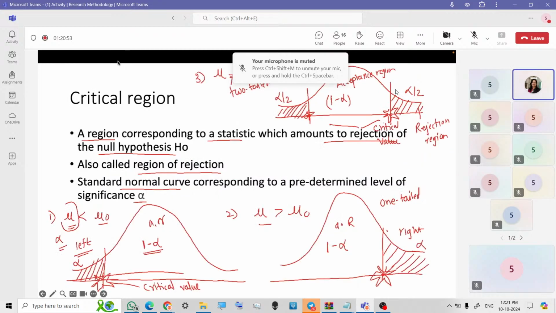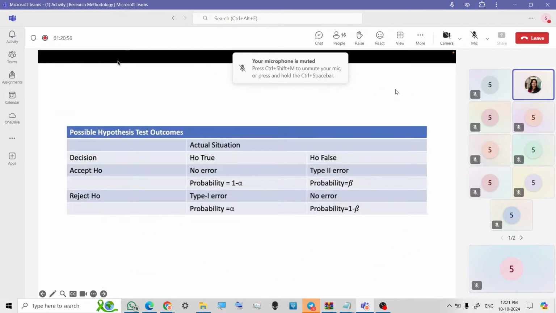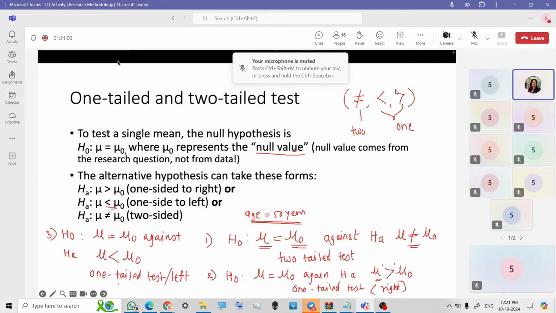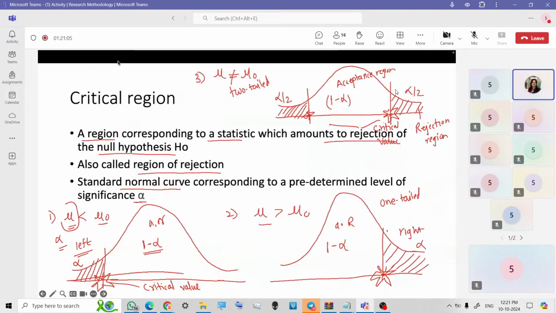This is the table, and then we are coming to the critical region part. Till this point, have you understood? Let me know. I can repeat some of the part.